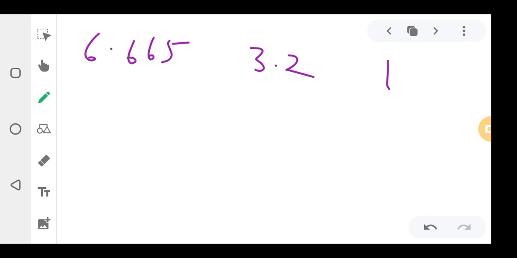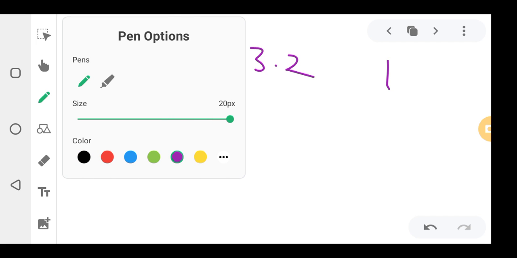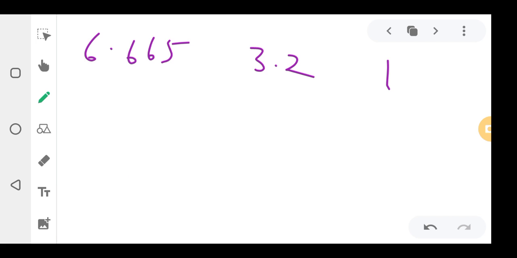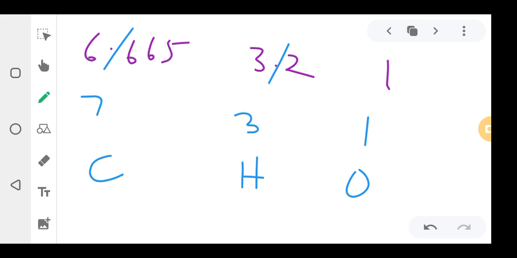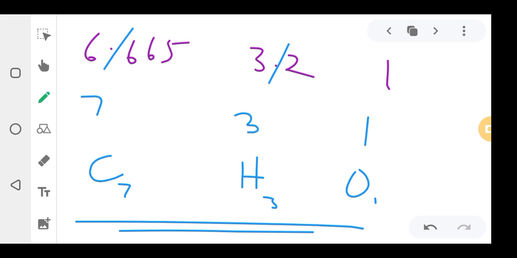Okay? When you round off to the nearest whole number, this one will be 7. This one, you round off, it will be 3. This one was for carbon, this one was for hydrogen, this one was for oxygen, according to the equation. So how many carbons? 7. How many hydrogens? 3. How many oxygens? 1. So this is the formula that we are looking for.